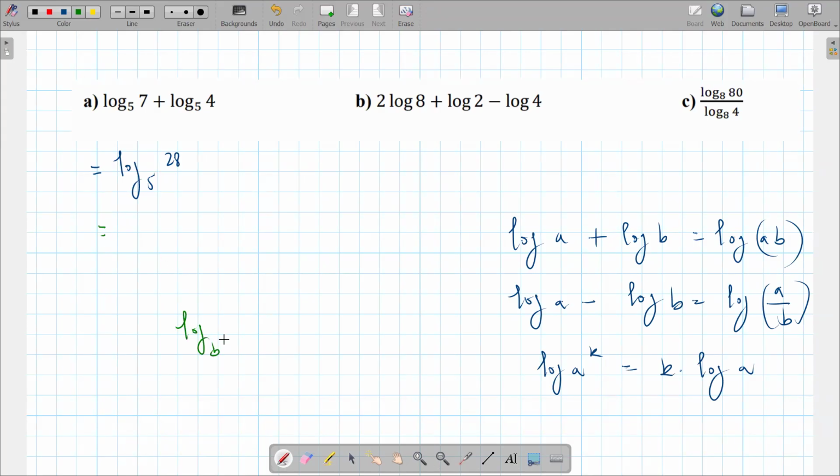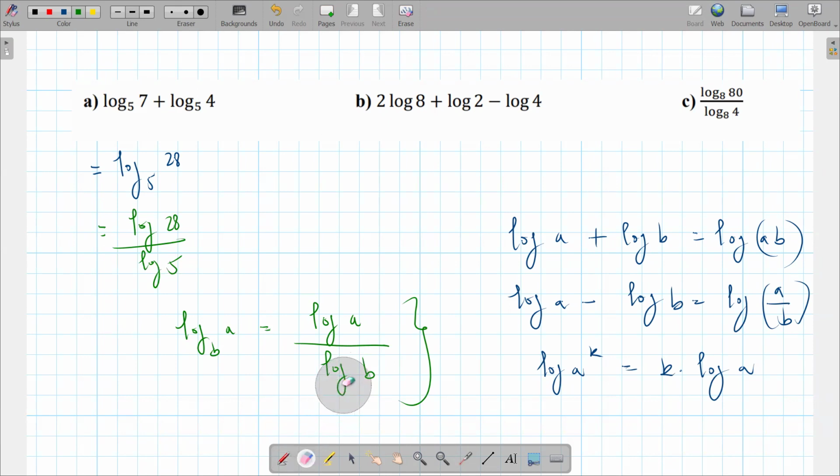Log base B of A, you can write this as log base 10 of A over log base 10 of B. So this is how you'd plug it into a calculator if it doesn't have the base function. So here you do log 28 over log 5 for the final answer. Okay, let's look at the next one.